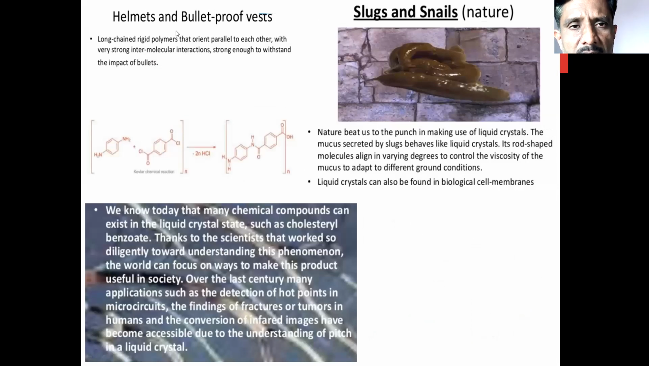To prepare different helmets and bulletproof vests, these liquid crystals are used. I have shown here a diamine reacted with diacetyl chloride, and there is a formation of a liquid crystal with n number of units formed. Such types of liquid crystals are useful to prepare different helmets, bulletproof vests, and bulletproof jackets also.